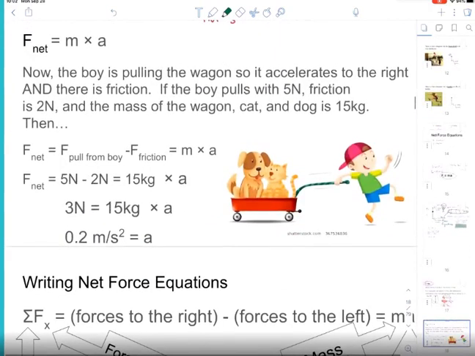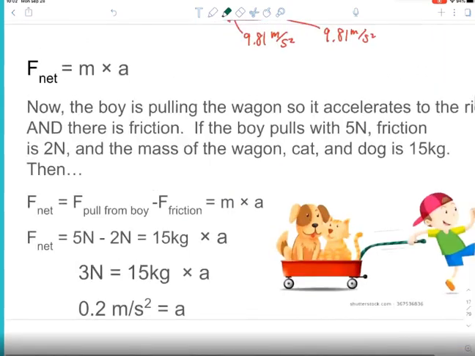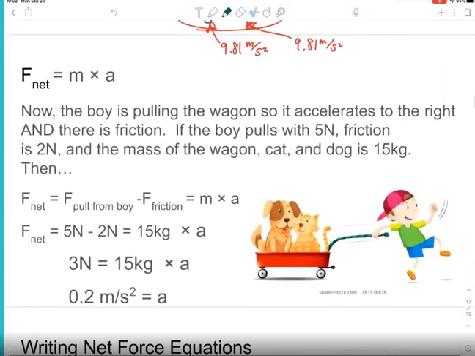All right, so here's another example. We have a boy pulling a wagon, so it accelerates to the right, and there is friction. If the boy pulls with 5 newtons and the friction is 2, and the mass of the wagon, cat, and dog is 15 kilograms, then we can create a net force equation for the wagon and solve for my acceleration the same way that we did for the skydiver.